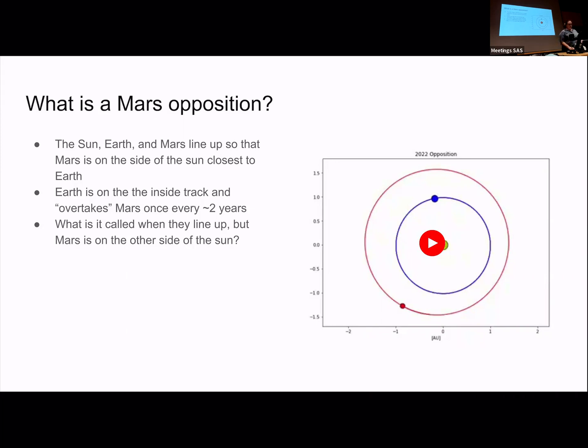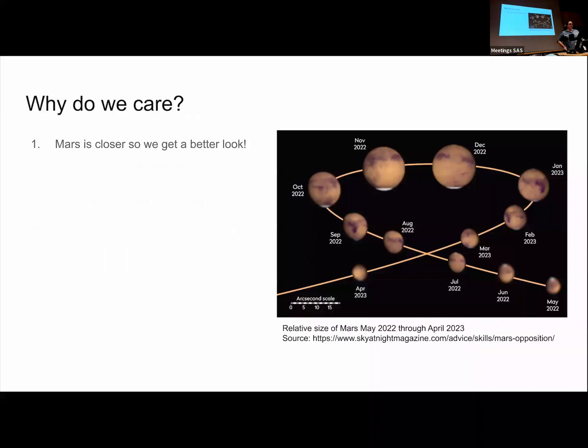But today we're going to talk about opposition, and well, why do we care about this? The biggest thing that matters to us as amateur astronomers is that Mars is closer, so we get a much better look. This is important because Mars is generally extremely difficult to observe through a telescope because of its small size.